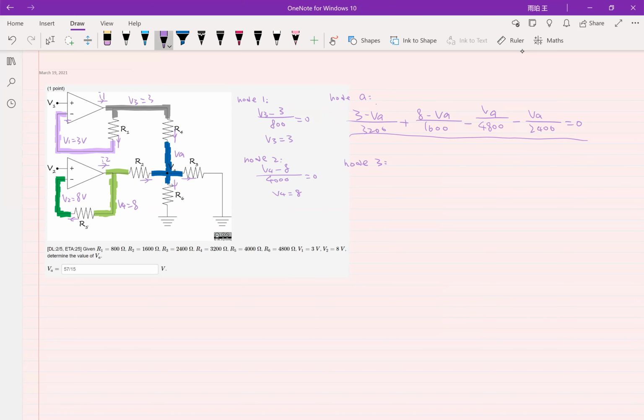Okay, so for node 3, we have I1 coming in minus 2 currents coming out. So we have (V3 minus V1) over R1, 800. And this is just 0 because V3 equals V1. And then minus (V3 minus VA), so (3 minus VA) over R4, equals 0. So after solving for VA, we can just solve for I1 if we want. The same thing for I2, so I'm not going to do that again.